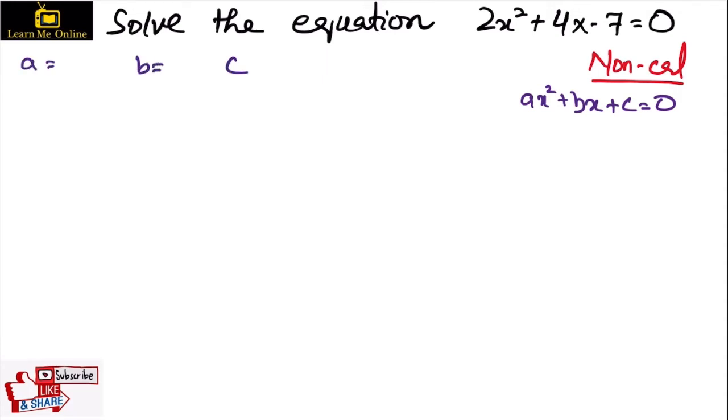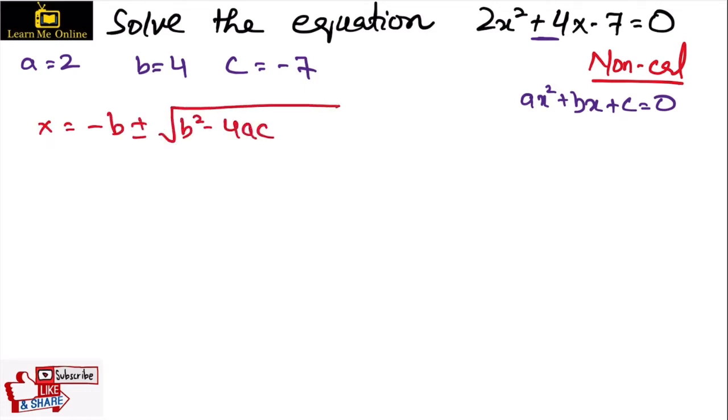So a is whatever the coefficient of x squared is, which is 2 at the moment. Then b is whatever the coefficient of x is, which is 4. And c is the term by itself, a constant value, and it's minus 7. Don't forget to take the negative values with the negative sign. I'm going to write down the quadratic formula now, which is x equals minus b plus minus the square root of b squared minus 4ac, over the whole thing divided by 2a. I'll be using this formula now to substitute the values into it.